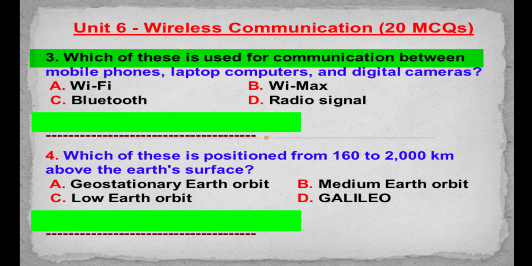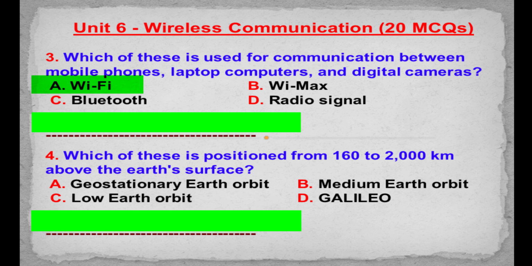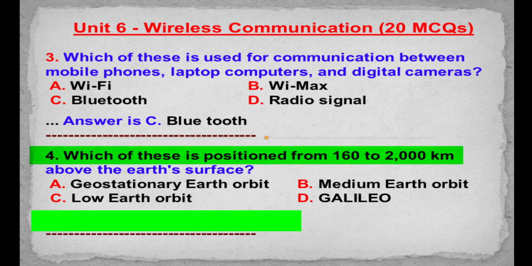MCQs number 3. Which of these is used for communication between mobile phones, laptop computers, and digital cameras? Option A, Wi-Fi. Option B, WiMAX. Option C, Bluetooth. Option D, radio signal. Correct answer is option C, Bluetooth.